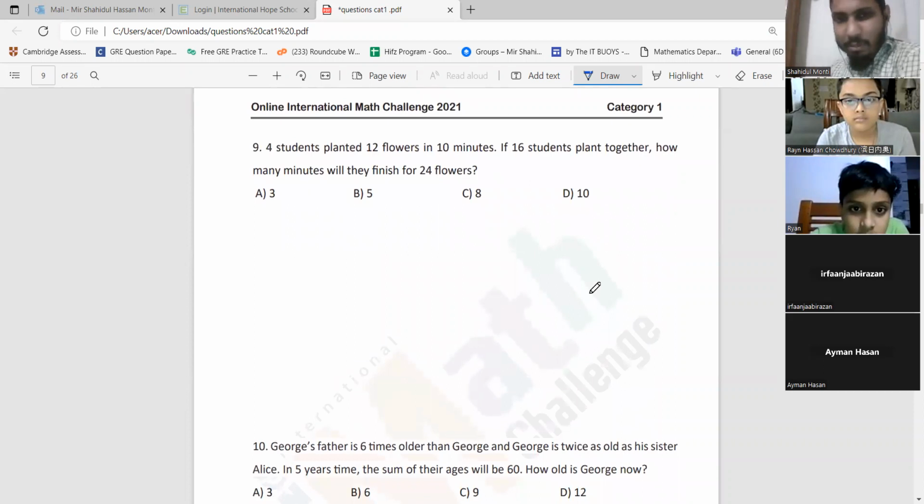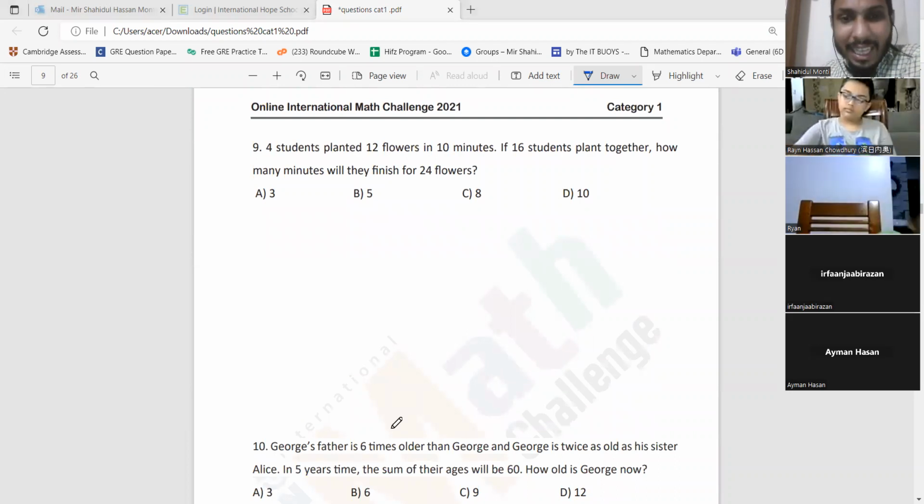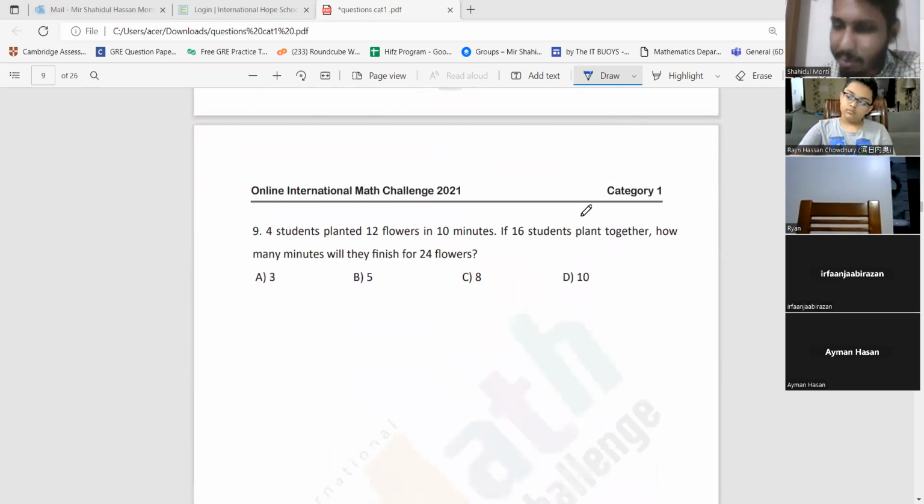Now we jump to question number 9. Question number 9 says 4 students planted. Yes, question number 8, students. I will talk about it another day. I need to find a 3D diagram to talk about question number 8. I haven't found a suitable diagram yet, so we are going to talk about it in the next class.